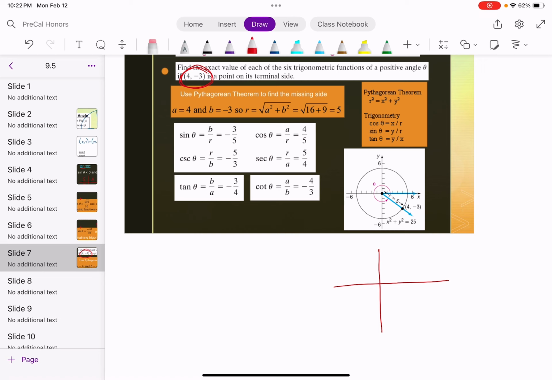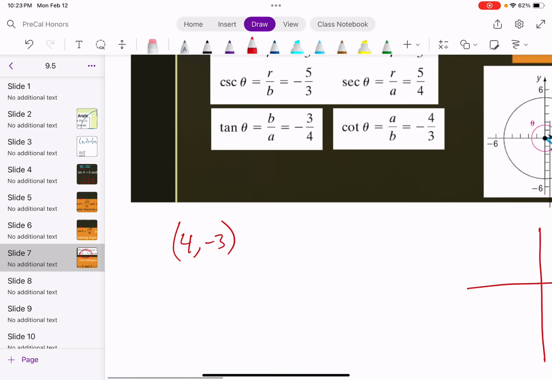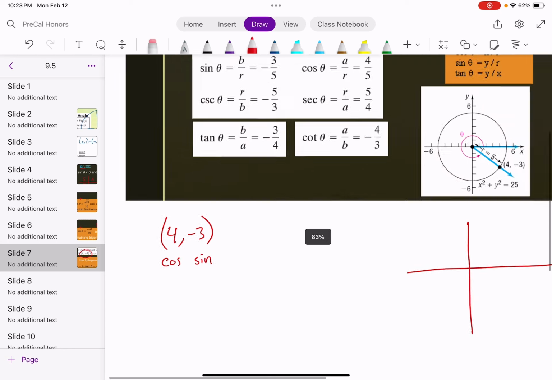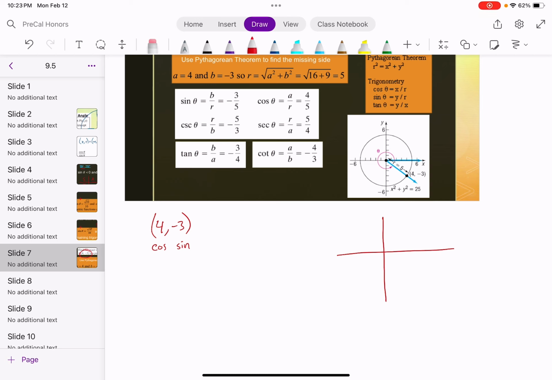So what happens? When we take a look at 4, -3, 4 is our cosine, and -3 is our sine. Now, as we look, the only location where this point could be would be in the 4th quadrant. Four would be our x, -3 would be our y.